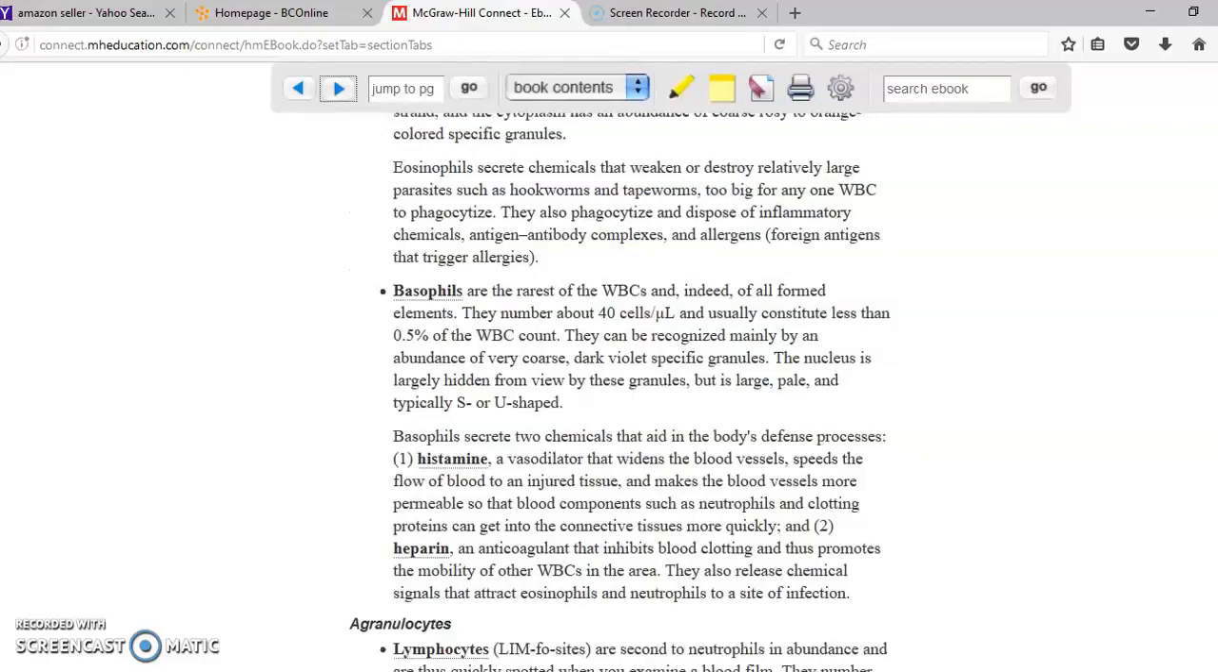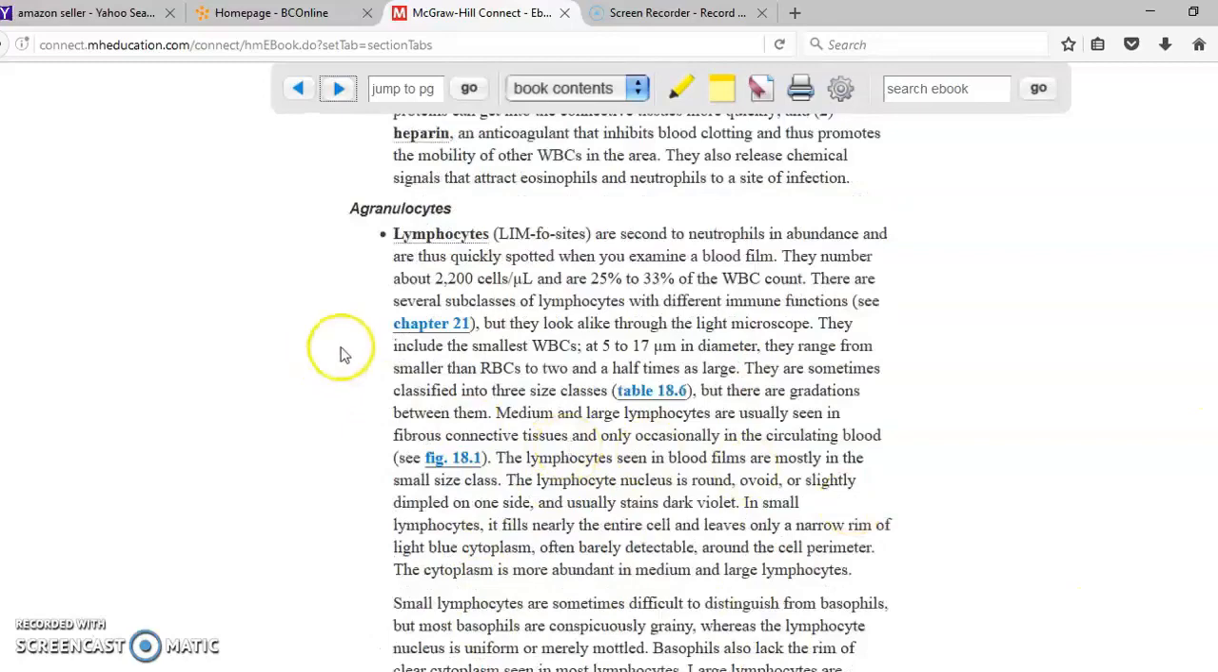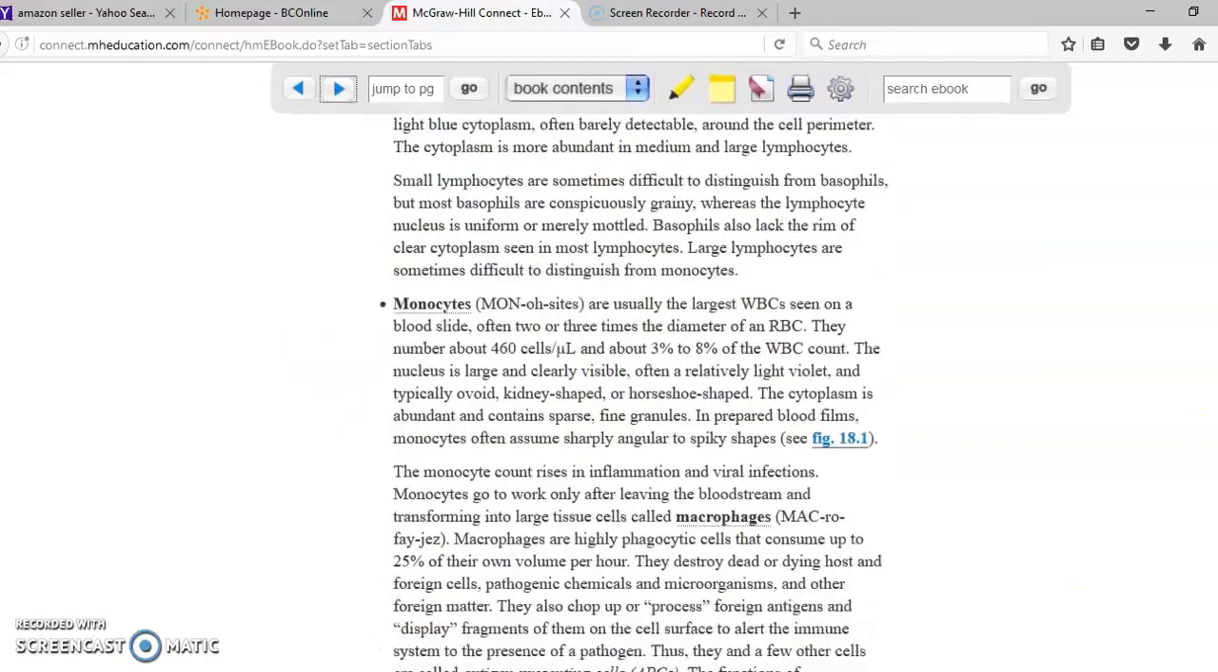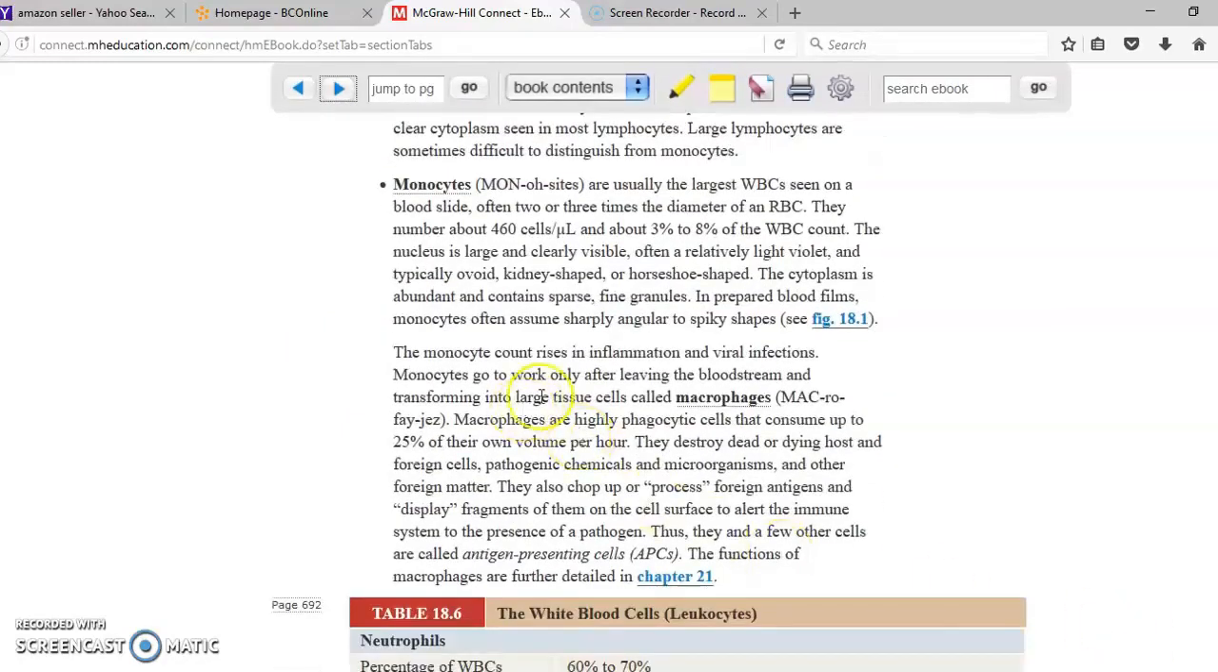Since they are granulocytes, obviously they're going to have granules inside with multiple different functions. Then we have the agranulocytes. We said the agranulocytes are going to be the lymphocytes right here. You're going to see that the next one is the monocytes. So instead of reading all the text that we have in here, we might as well just take a look at the table where you have a summary of all the information.